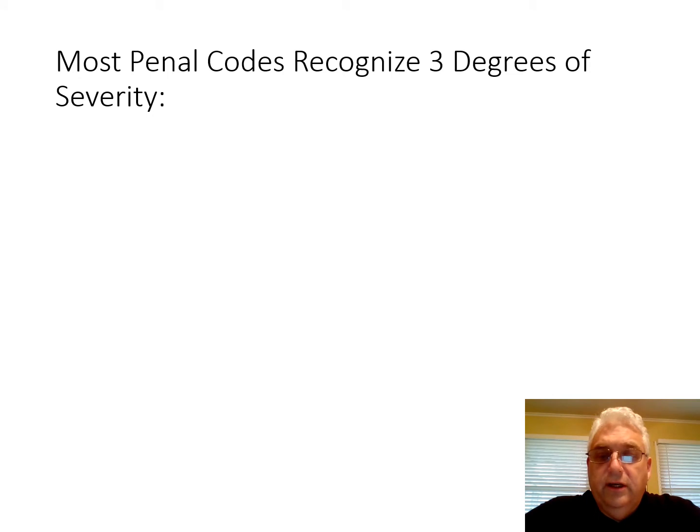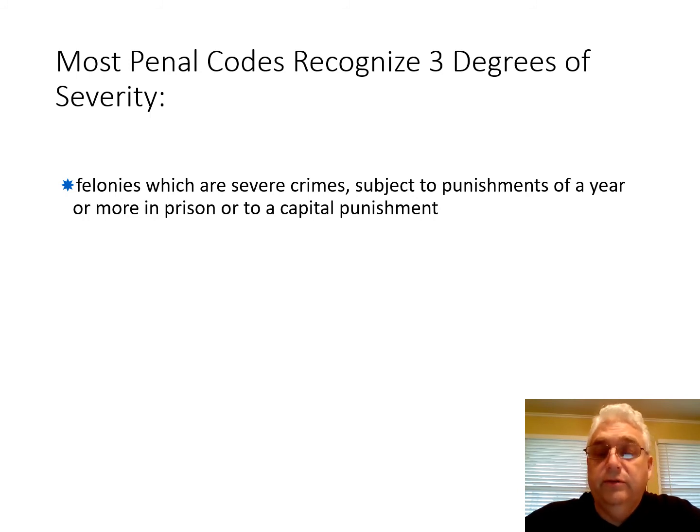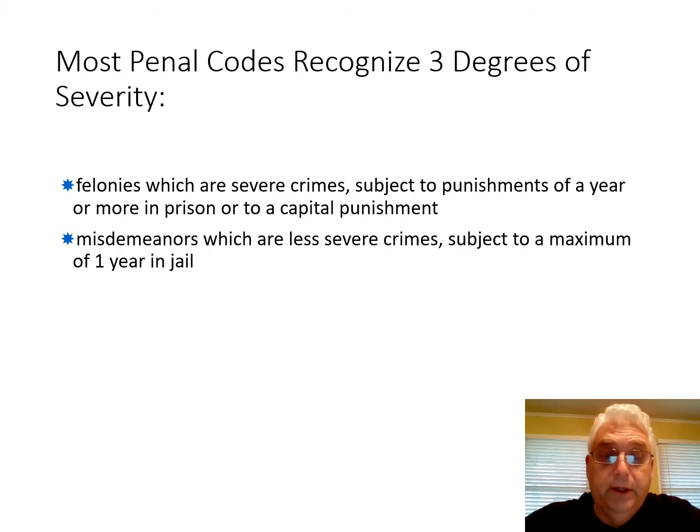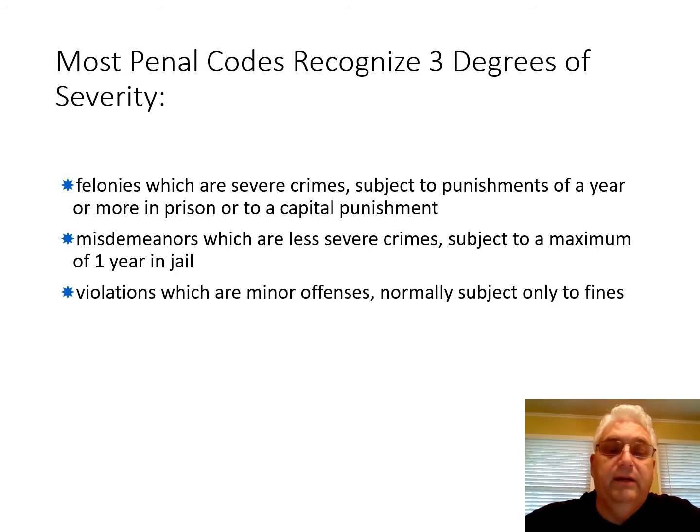Now, just as a quick review, the Penal Code recognizes 3 degrees of severity. Felony, which is the most severe, subjects punishments of at least a year or more in prison, all the way up to capital punishment. Misdemeanors, which are less severe crimes, subject to a maximum of 1 year in jail, typically with heavy fines, probation, community service, etc. And then violations are minor offenses and normally subject only to fines. I've had violations, caught speeding, parking tickets, stuff like that.